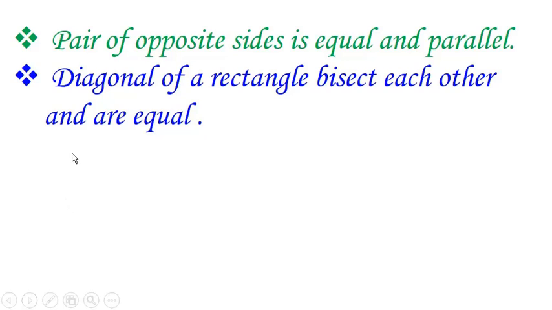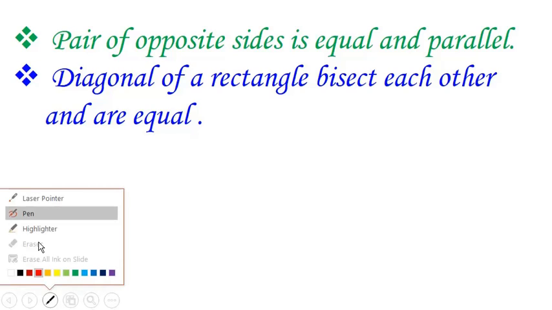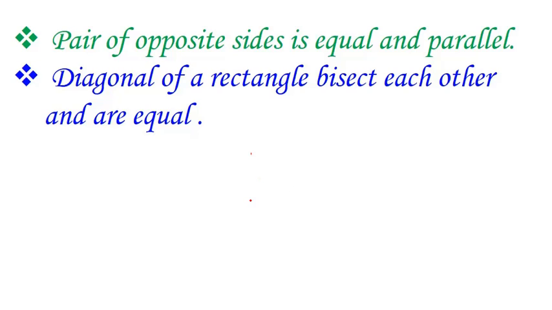Let's see the next statement. Diagonals of a rectangle bisect each other and are equal. So what is a rectangle? A rectangle is a special type of parallelogram, having four vertices, four sides and four angles. Each angle is 90 degrees, and the diagonals intersect each other at a certain point. Let's see the figure. So we draw a figure of a rectangle.